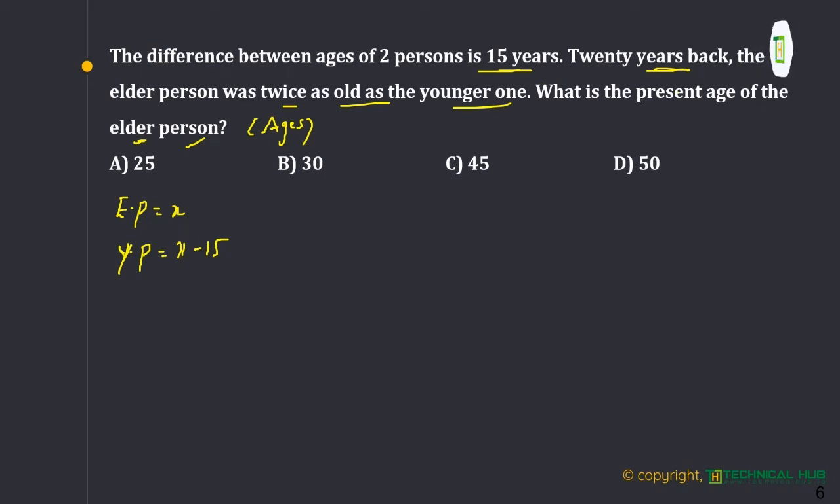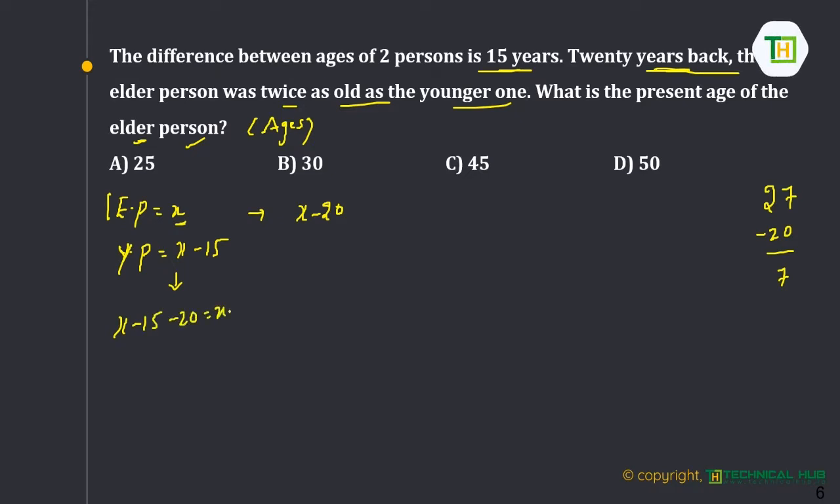And next, what is given in the question? 20 years back. So suppose any person's current age is 27, then what is the age 20 years back? Just subtract 20, then you will get 7 years. Similarly, here the elder person's age is X years, so 20 years back it is X minus 20. And the younger person's present age is X minus 15, so minus 20, you will get X minus 35 as the younger person's age 20 years back.